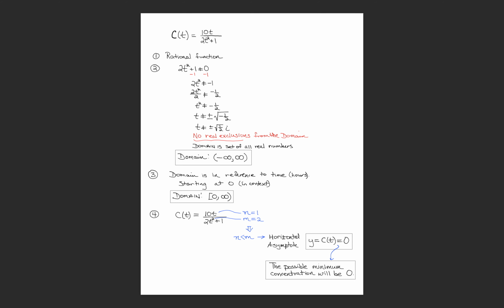And what does this signify? Well, the 0 means that the possible minimum concentration will be 0. That's going to be the absolute minimum. So that is going to be 0.